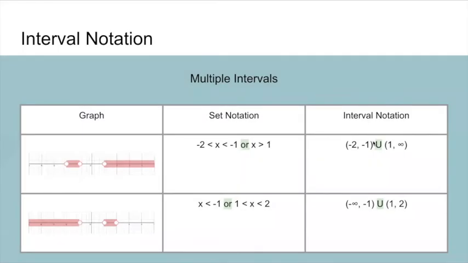Lastly, there are some rules for if there are multiple intervals. When we have two or more intervals, we will join them together using this U, which stands for union. And there's also an upside down U, which stands for intersections between intervals, but we won't need to use that for these kinds of problems.